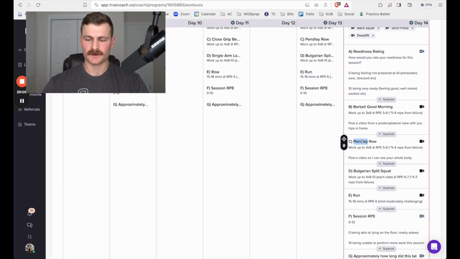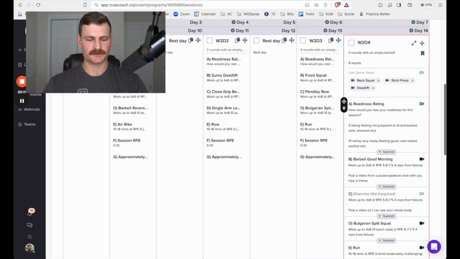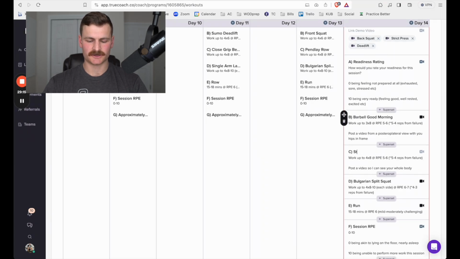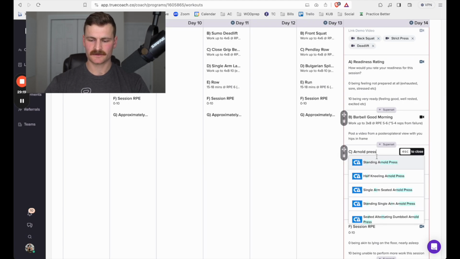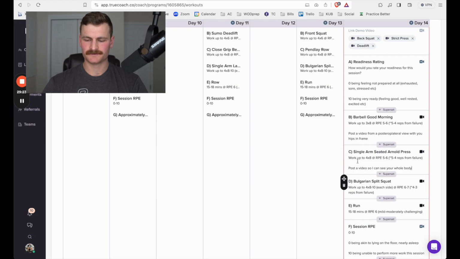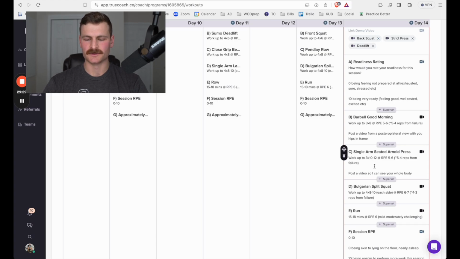We have our Pendlay row, so let's change that. How about, let's do another bench press. No, let's do another overhead press. So let's do an Arnold press. Standing. Let's do single arm seated. Okay. Again, we'll take the volume down. And because this is more of an isolation movement with a dumbbell, I'll probably do the volume a little bit higher.